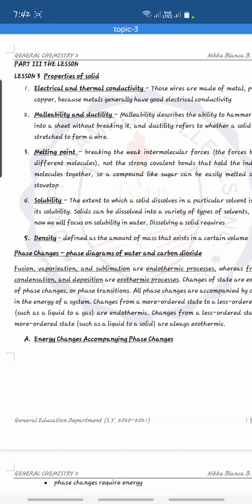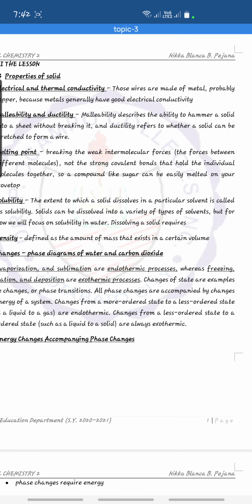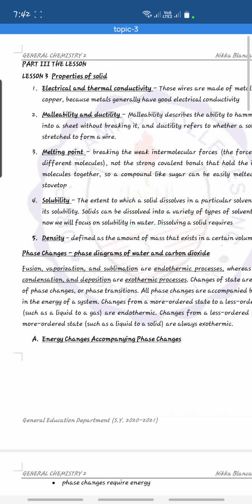The first property of solid is electrical and thermal conductivity. Solids with this property are capable of conducting; our wires are made of metals. So if a certain solid has the property of a metal, it means there is electrical or thermal conductivity produced. One of the solids included in metals is copper, because copper is a type of metal that produces good electrical conductivity. That is why one of the properties of solid is electrical and thermal conductivity.